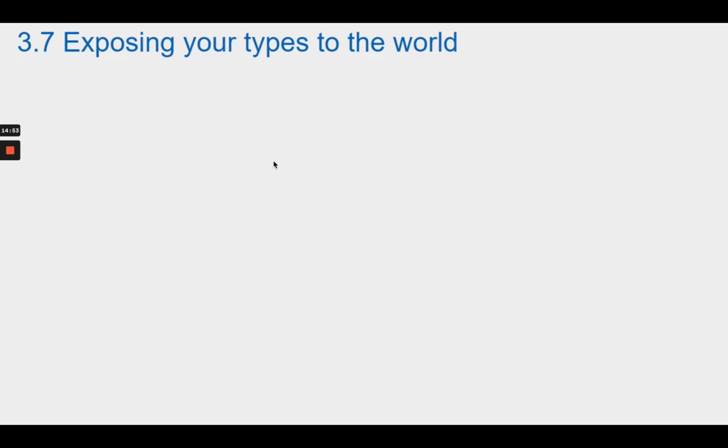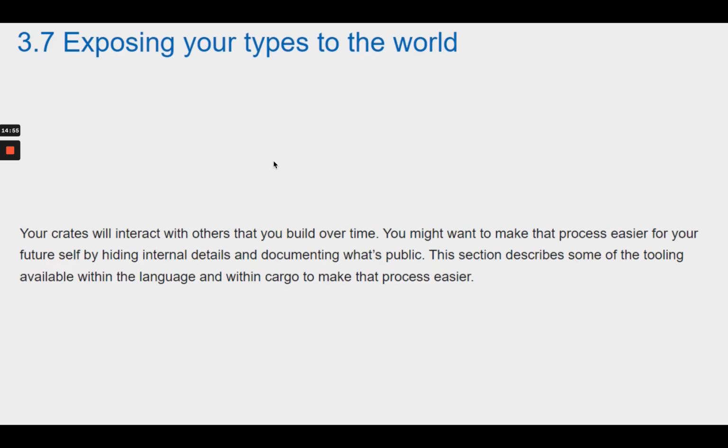Section 3.7, exposing your types to the world. Your crates will interact with others that you build over time. You might want to make that process easier for your future self by hiding internal details and documenting what's public. This section describes some of the tooling available within the language and within Cargo to make that process easier.